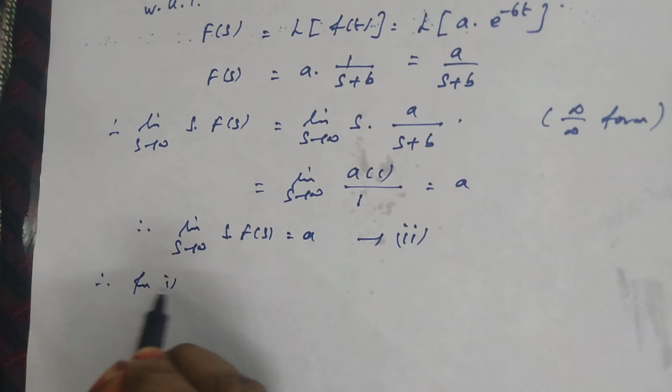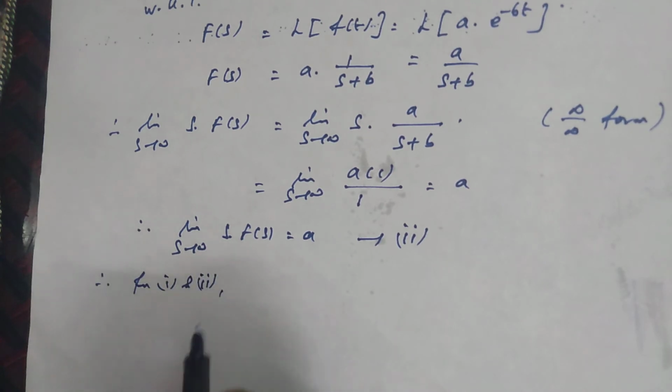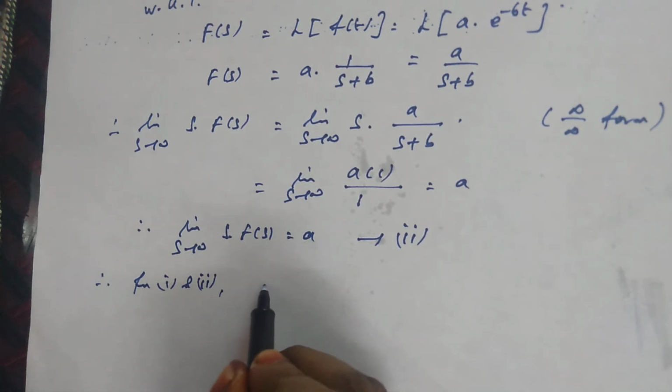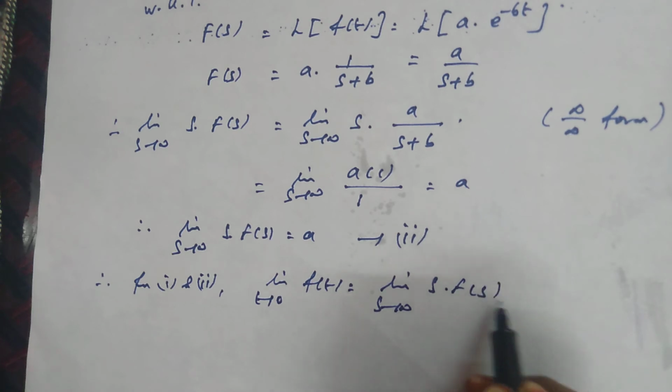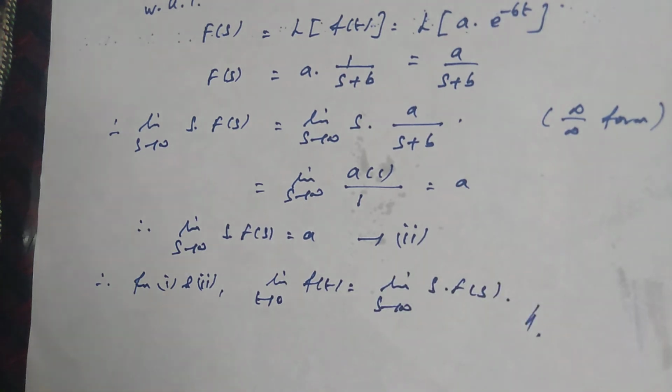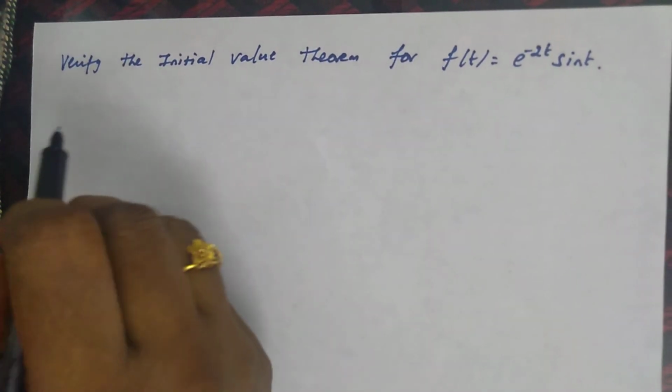Therefore from 1 and 2, from both the equations we got the answer as a. Therefore from equations 1 and 2, initial value theorem, that is limit t tends to 0, f of t equal to limit s tends to infinity, s into f of s. Got the same answer. Look at the second question.